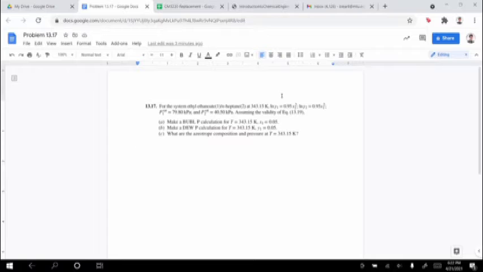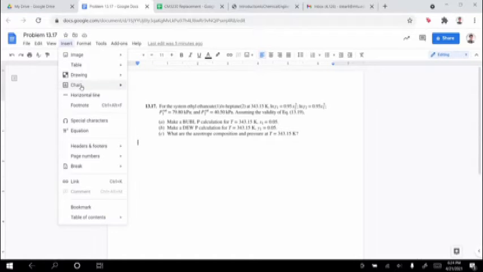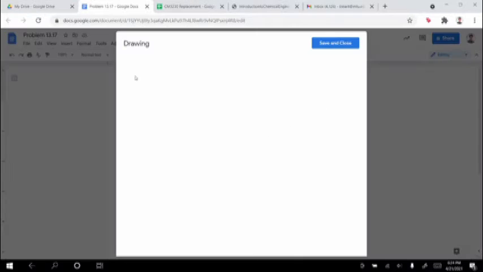We're also asked in part B to make a dew pressure calculation, and we're given that the temperature is 343 and the vapor fraction of component 1 is equal to 0.05 as well. And then finally in part C we'll go on to find the azeotrope composition and pressure at the temperature of 343.15 Kelvin. The best way to start this off is we're going to list our knowns.